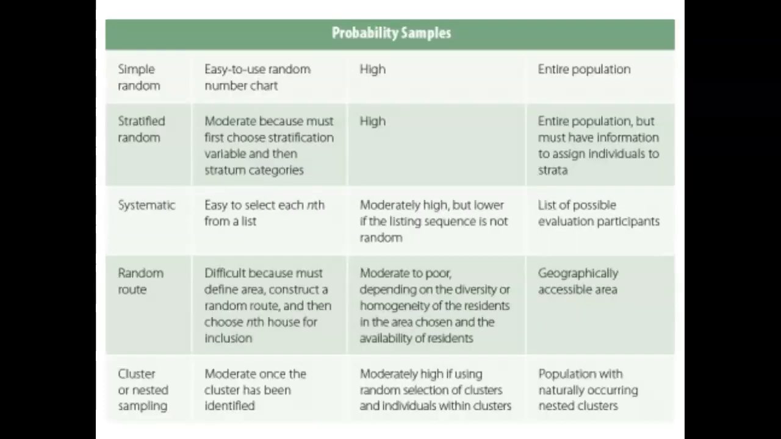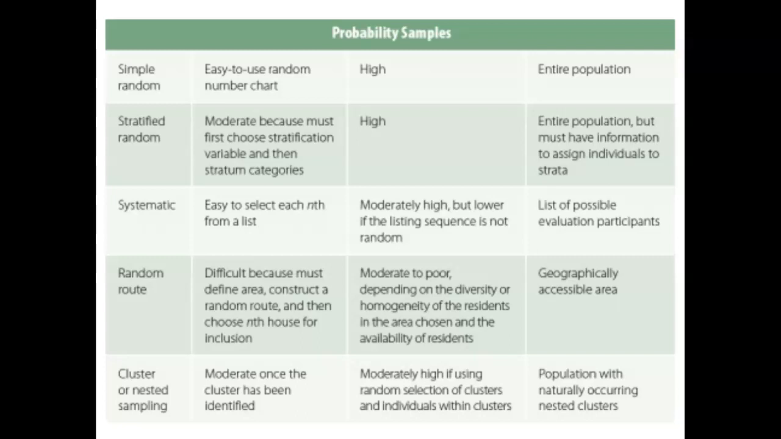Here is a list of probability sampling methods. And you can see that simple random samples are fairly easy to implement. You can use a random number chart, and the generalizability is high to the entire population.